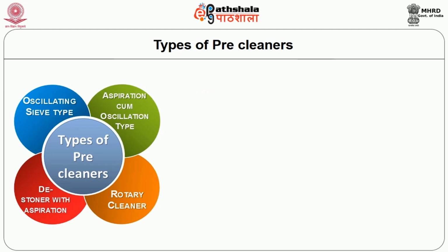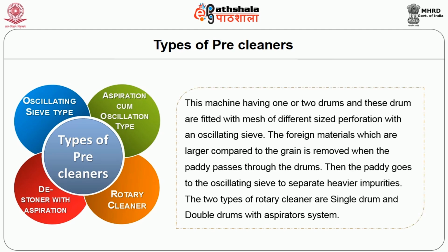The next equipment is the rotary cleaner. This machine has one or two drums, fitted with mesh of different perforation sizes, along with an oscillating sieve. The foreign material larger than the grain is removed when the paddy passes through the drums. Then the paddy goes to the oscillating sieve to separate heavier impurities. The two types of rotary cleaner are single drum and double drum with aspirator system.